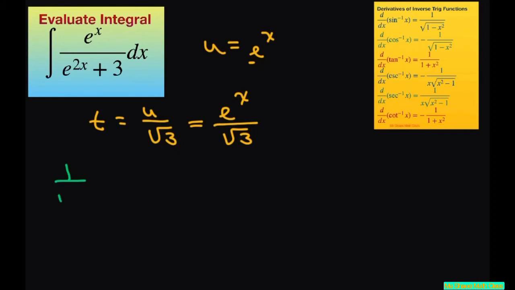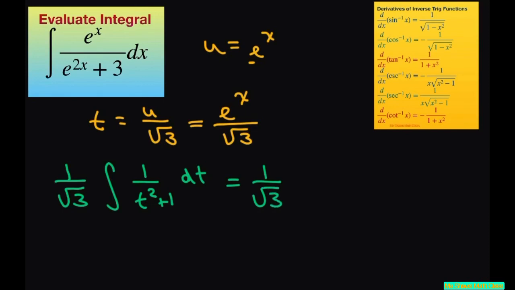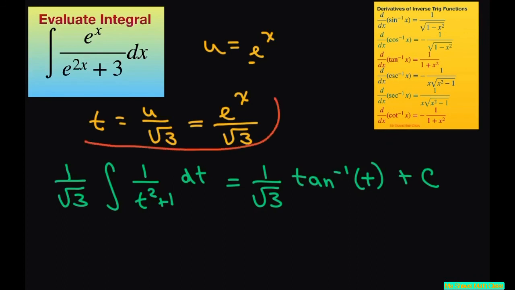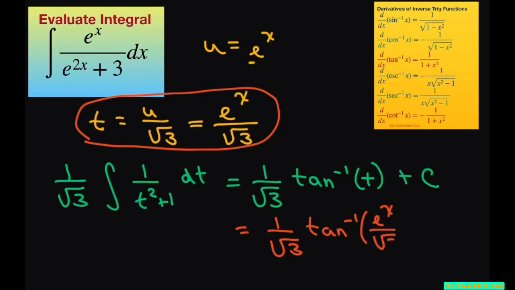We had 1 divided by square root of 3, or you could have had square root of 3 divided by 3, times the integral of 1 divided by t squared plus 1 dt. That was on the other slide. This equals 1 divided by square root of 3 inverse tan of t, plus c. Now our t, I've written here. So this equals 1 divided by square root of 3 inverse tan, or arctan, of e to the power of x divided by square root of 3, plus c. And that would be your final answer.